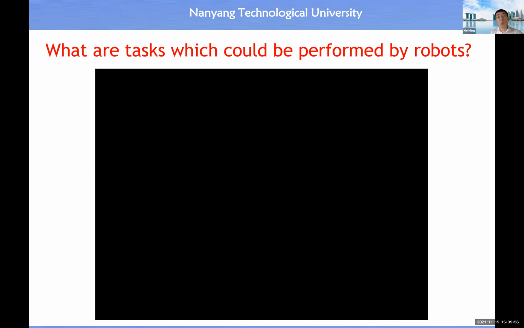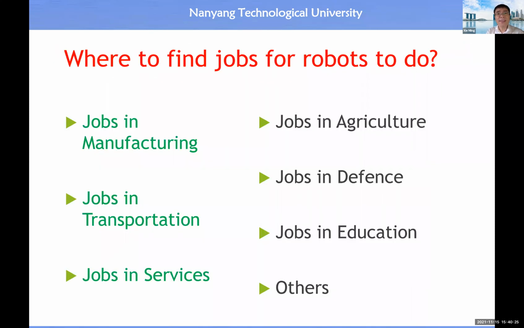Okay, so this video will convince you to believe that the physical capability of today's robot are very, very close to the physical capability of a human being. Therefore, we can deploy a robot to undertake tasks which are actually undertaken by human beings. All right. Then the next question will be where to find the job for the robot to do.